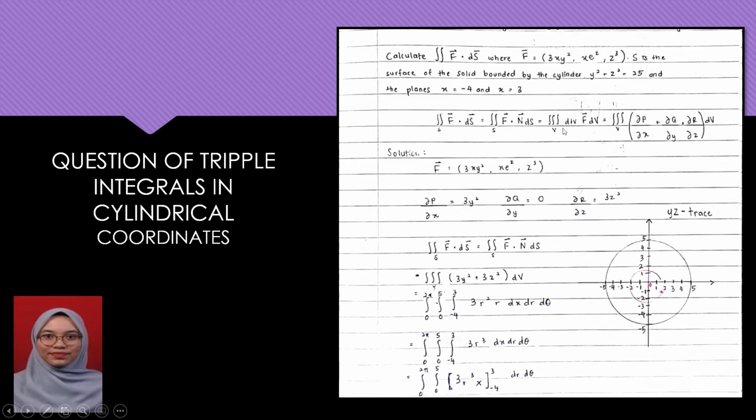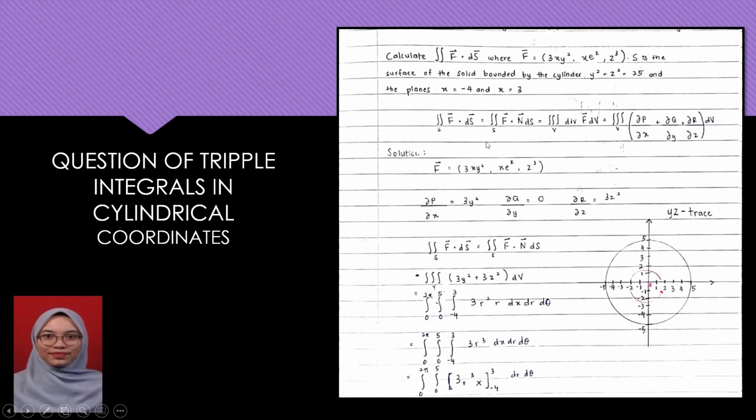I would like to present the next example question for the divergence theorem, also known as Gauss's theorem. So the question is, calculate the double integral of F dot dS where F equals 3xy squared, x to the power of z, and z to the power of 3. S is the surface of the solid bounded by the cylinder y squared plus z squared equals 25, and the planes x equals -4 and x equals 3.